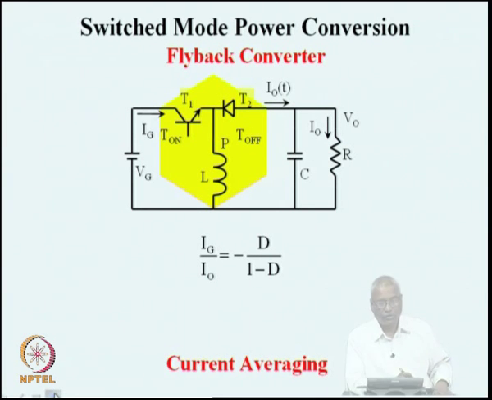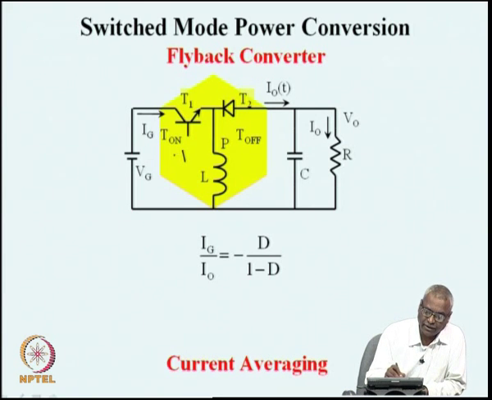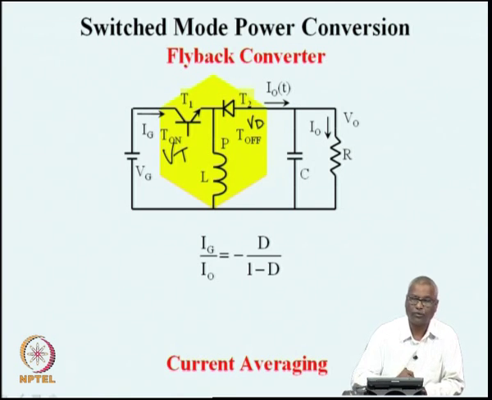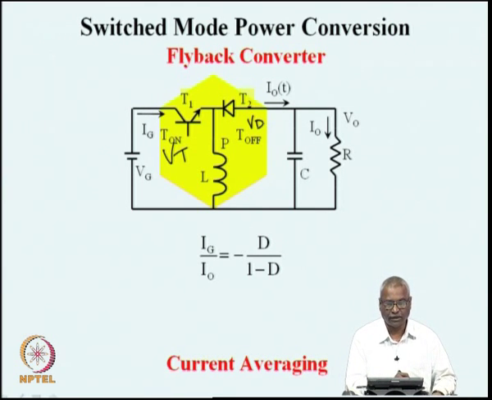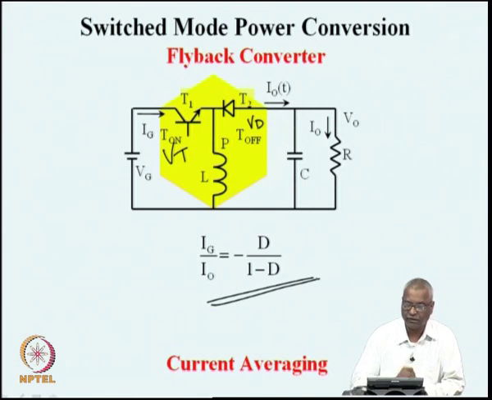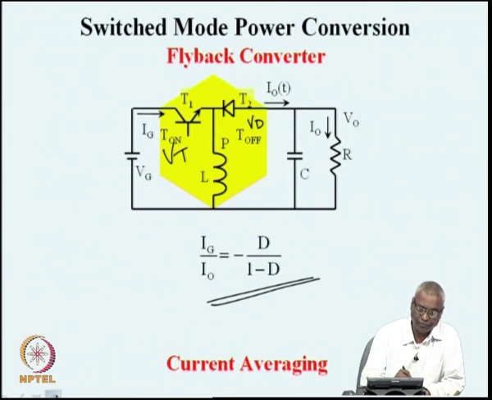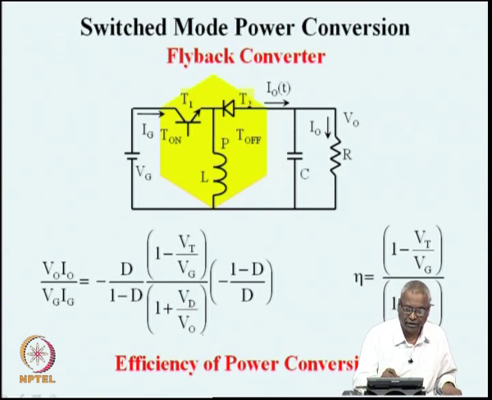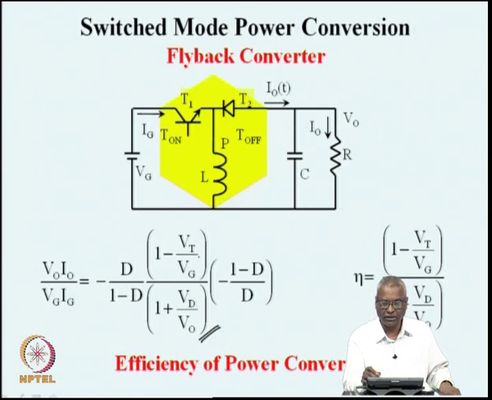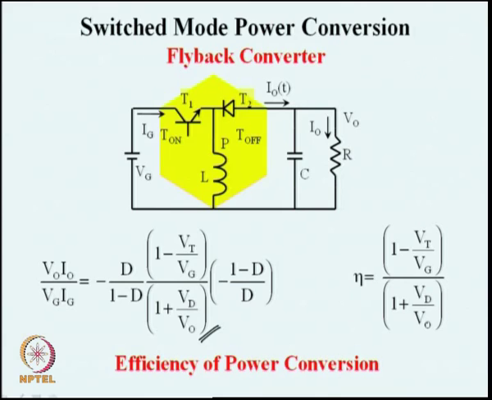Okay. We had also seen that none of these series non-idealities, Vt of the switch or Vd of the diode, affect the current conversion ratio. The current conversion ratio Ig by I naught remains the same as the ideal number, which is minus D by 1 minus D. And when we multiply these two terms, we get our efficiency, which is 1 minus Vt by Vg divided by 1 plus Vd by V naught. The method of evaluating the voltage gain, current gain, the current ripple in the inductor, and the efficiency on account of the switch drops follow the same method: volt-second balance on the inductor, integrating the inductor voltage to get the inductor current, and so on.